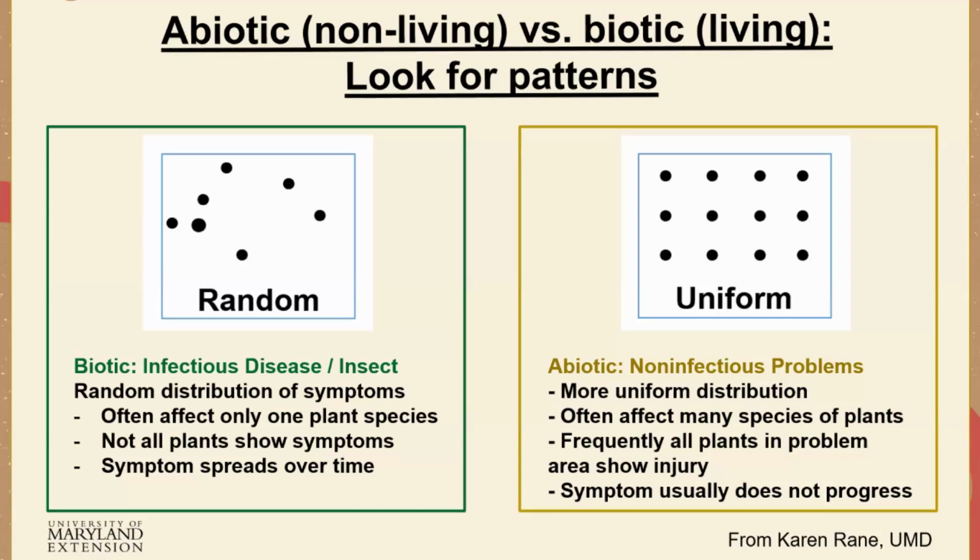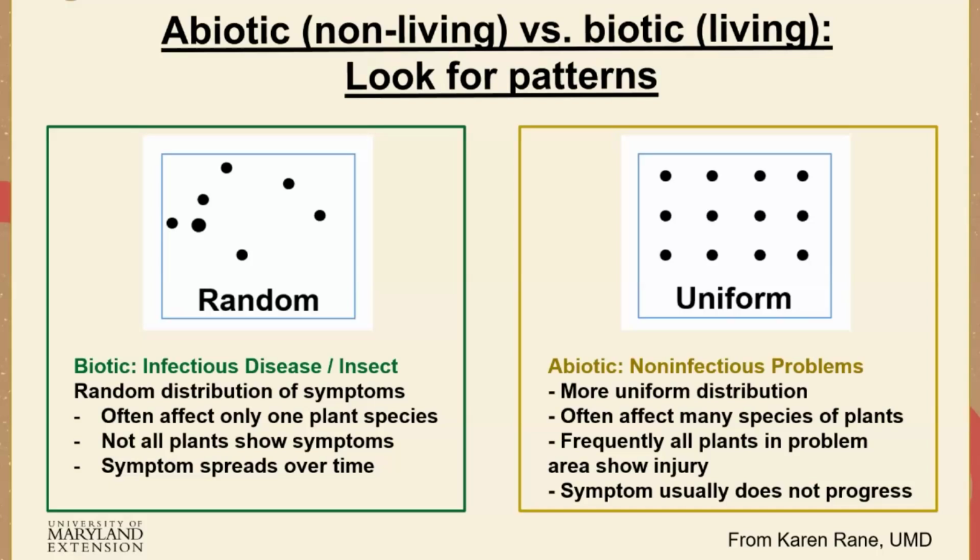And so this is a key part of plant diagnostics, looking for different clues, looking for patterns. So generally, when we're talking about living causal agents, they'll typically show a random damage pattern versus a uniform one. So randomly scattered damage patterns, maybe that's random chewing, maybe it's random yellowing. It often affects only one plant species. Not all plants show symptoms, and symptoms spread over time as that pest or pathogen spreads.